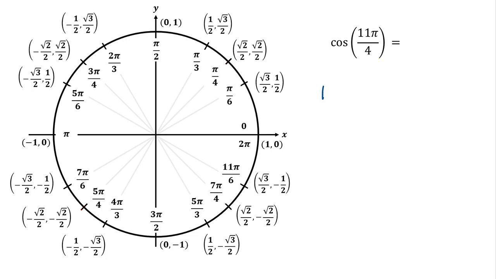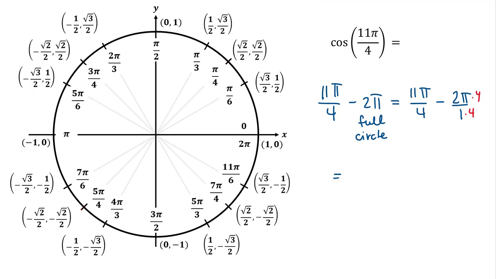So I'm going to take 11 pi over 4, and I'm going to subtract full circle rule, which is 2 pi. But of course, to subtract two values where one of them is a fraction, I need both of them to be fractions with the same denominator. So I can rewrite 2 pi as 2 pi over 1, and then of course I have to multiply by 4 on the top and on the bottom. So I'll get 11 pi over 4 minus 8 pi over 4. That is 3 pi over 4.